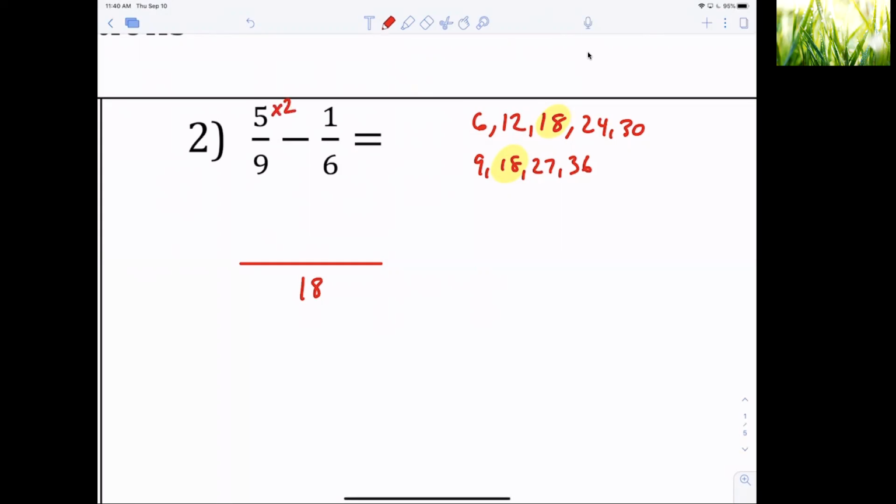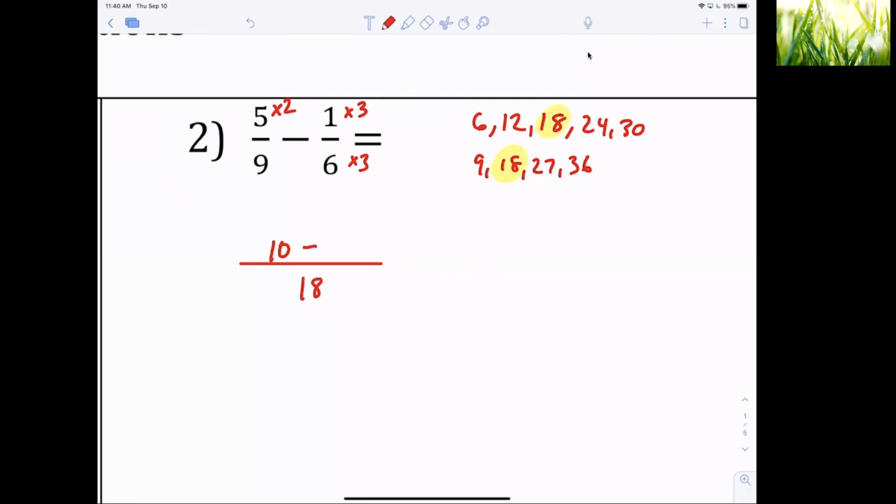So, what's 5 times 2? 10. Now, are we adding or subtracting? Subtracting. What am I multiplying the second fraction by? 3. So in my mind, I'm putting times 3 there. Now, technically, I should put times 3, but that's a waste of my time, right?